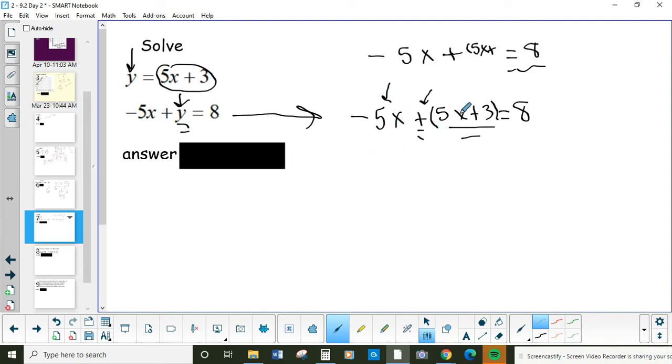I have negative 5x plus 5x. Those are opposites. Those cross out. Now, we can't go on. We can't get our variables on one side or isolate the variable because there are no variables. So this is a special case.